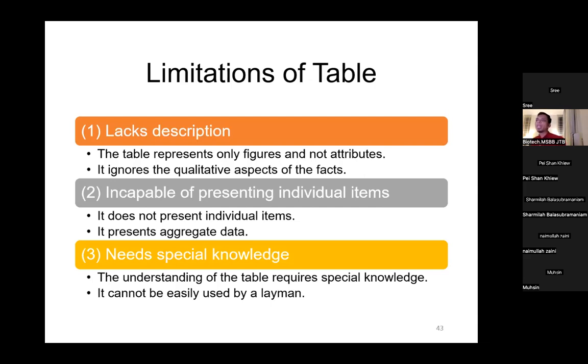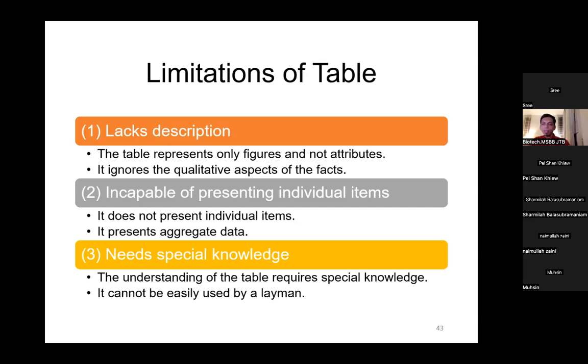But limitations of data, lack of description. The table represents only figures and not attributes. It neglects the qualitative aspects of the text. Incapable of presenting individual items. It does not present individual items. It presents an aggregate of the data. So it needs special knowledge. Understanding the table requires special knowledge. It cannot be easily used by a layman.